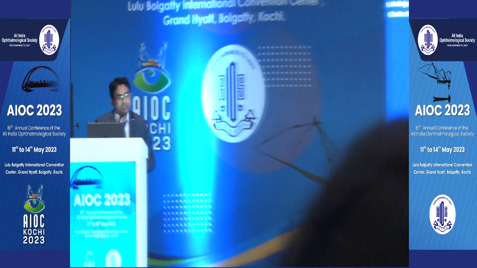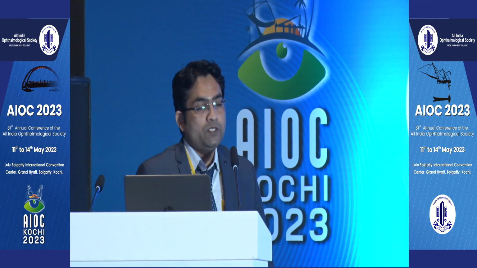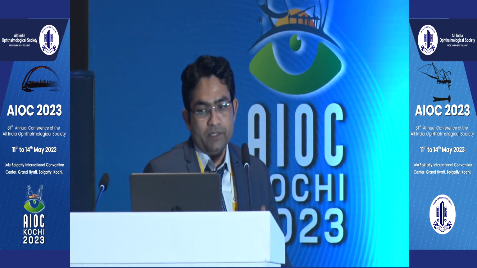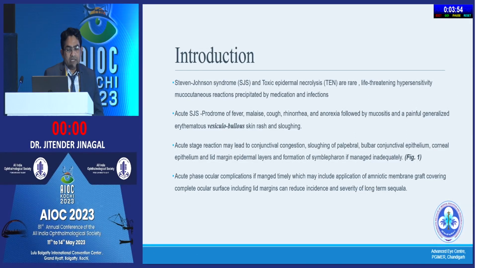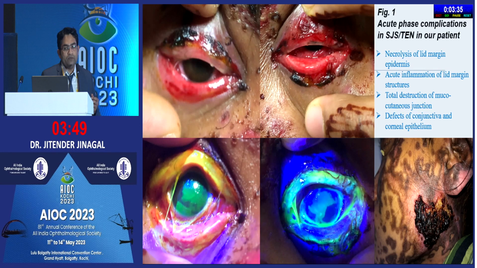I will be speaking on patients who had an episode of Stevens-Johnson syndrome in the past, and who have presented to us in the chronic phase of their disease. So I have given the title, The Tough Journey of Stevens-Johnson Syndrome Patients Made Easy. As we know, Stevens-Johnson syndrome is a life-threatening hypersensitive mucocutaneous reaction which leads to vesicular bullous lesions in the skin and the mucosa. Similarly, it affects the eye in the acute phase also. But as the acute phase passes, if it is not treated with medical and surgical intervention in the form of amniotic membrane, it can lead to the formation of chronic complications.